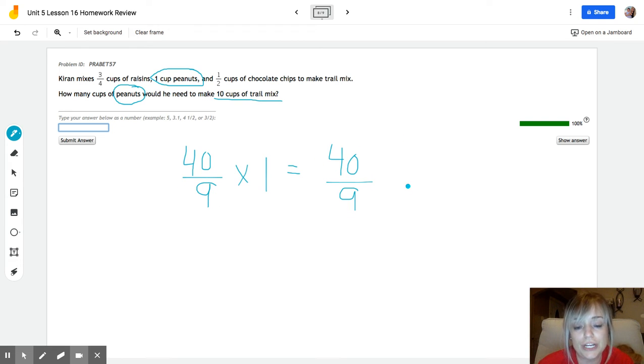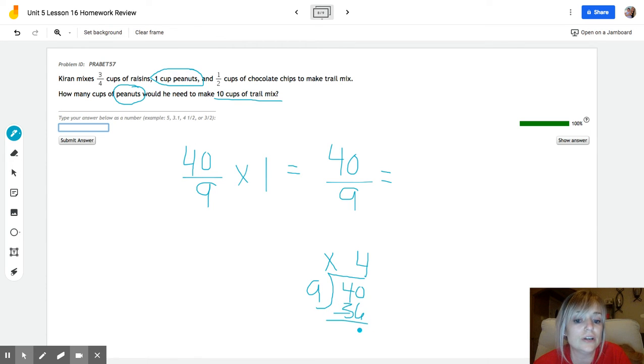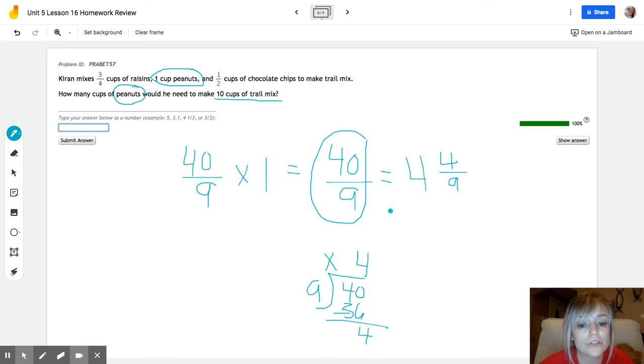Now, I could also change this to a mixed number by dividing. But you could just put in 40/9. It accepted 40/9. But let's just go ahead and do this. 40 divided by 9 is 4, because 4 times 9 is 36. It leaves me with a remainder of 4. So I now have 4 and 4/9. But like I said, this right here is acceptable. So you can do it that way.